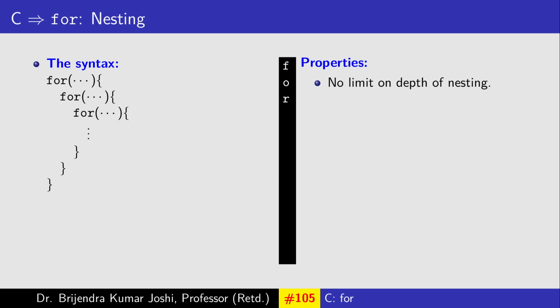Now nesting. So you can have a for loop inside a for loop, inside which you can have another for loop, inside which you can have another for loop. So this is the loop head, this is the body. This is the body of the outermost for loop, and this would be the body of the inner for loop, and this is the body of the innermost for loop. And there is no limit on the depth of nesting. How many for loops can you have one inside another? There is no limit.